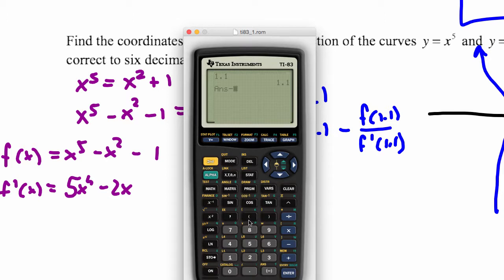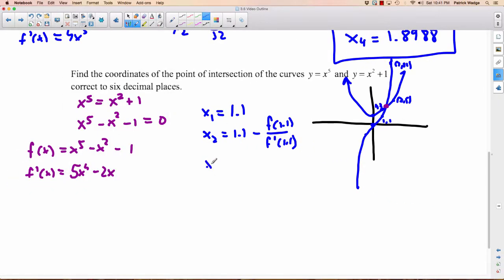So that means I have to do open bracket for the numerator, 1.1 to the fifth power minus 1.1 squared, there's a squared button here, so that's nice, minus 1. That's the numerator. Close the bracket. Divided by, open the bracket, we've got to do the denominator, which is f prime of 1.1. I've got to put 1.1 in here now. So I'm going to go 5 times 1.1 to the fourth power minus 2 times 1.1, and I can close the bracket. And if I do that, I get 1.217 and so on. So let's write that down. This is x2. So I should do it to 6 decimal places, since that's what it's asked me to do here.